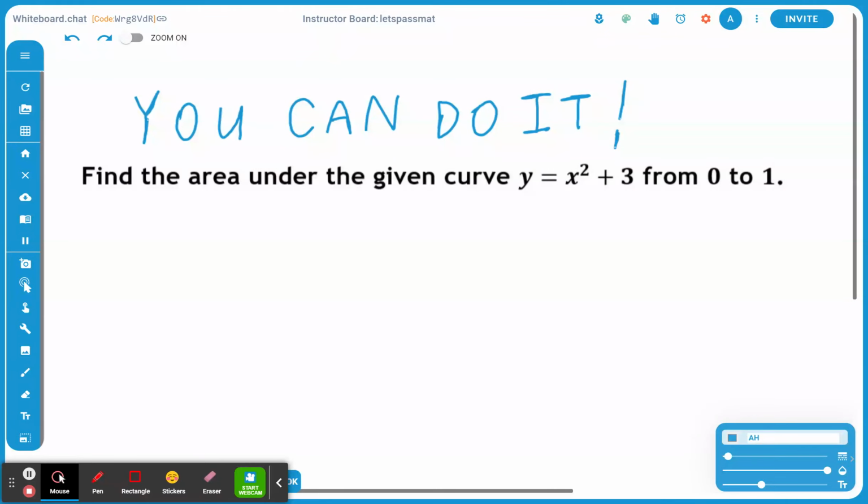Hi everyone, let's take a look at the following example. Find the area under the given curve y equals x squared plus 3 from 0 to 1. Step number 1, draw a diagram.